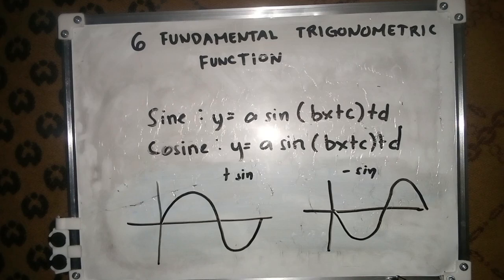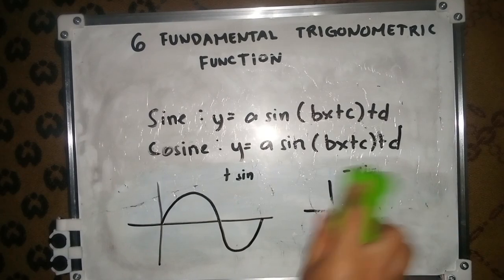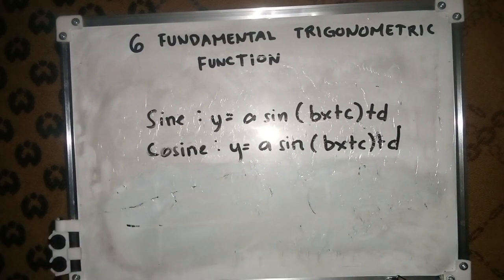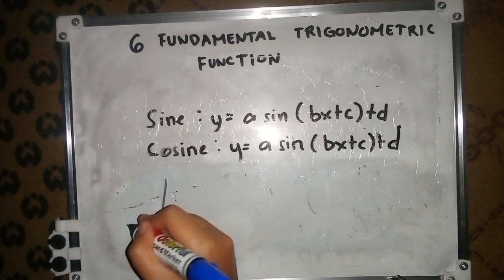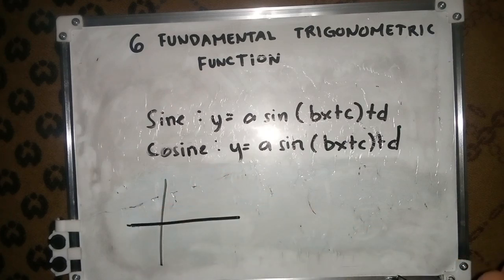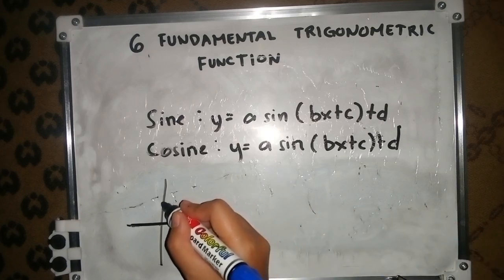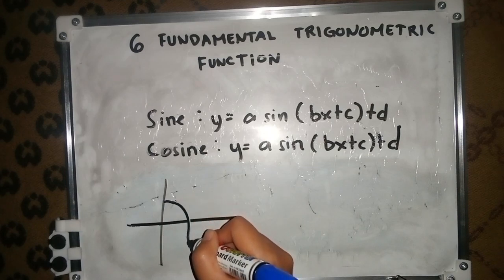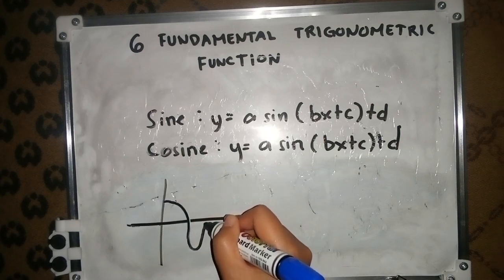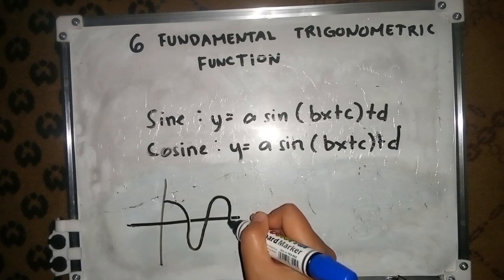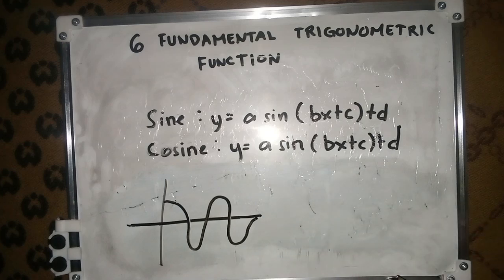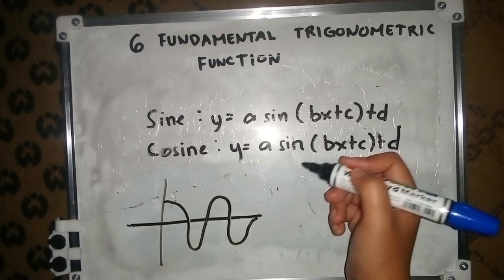So how about the cosine? So cosine looks like this. Cosine doesn't start at the center, rather it starts at the top. So, like this. And then it goes down, and then back to the middle, and then up, and then down, and then back to the middle. So this is the positive cosine.